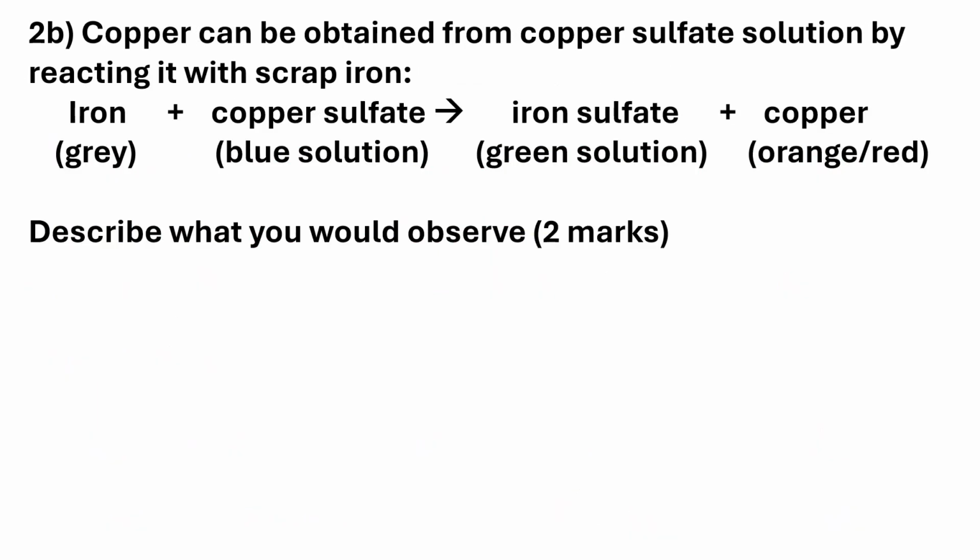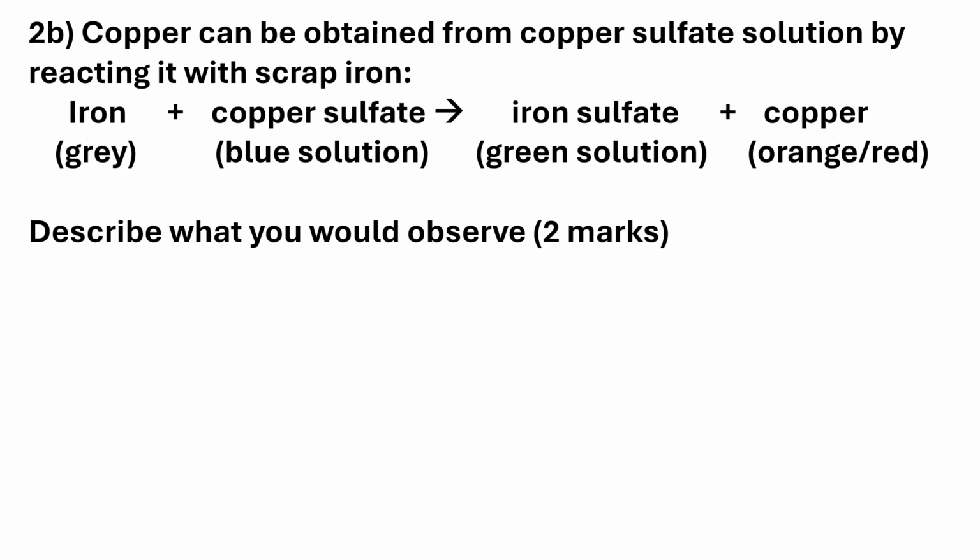Question 2b. Copper can be obtained from copper sulfate solution by reacting it with scrap iron. Scrap iron is just iron that's gone to the recycling centre and it's not needed anymore. And here's an equation to help us. Describe what you would observe. So that means what would you see?